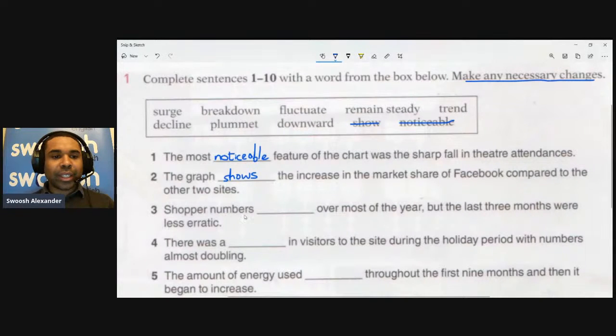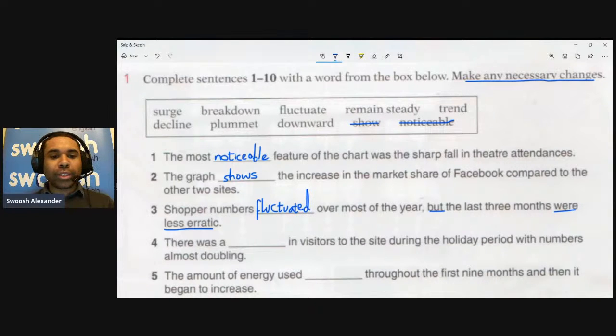Let's have a look at the third sentence. Shopper numbers something over most of the year, but the last 3 months were less erratic. So what is the opposite then to erratic? They're saying less erratic here as a contrast. We're using the past tense. So if something is erratic, it fluctuates. Something fluctuates, it changes regularly. So the answer would be shopper numbers fluctuated. We should use the past tense.